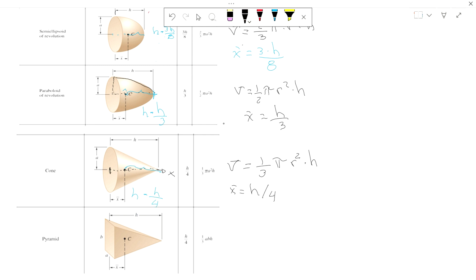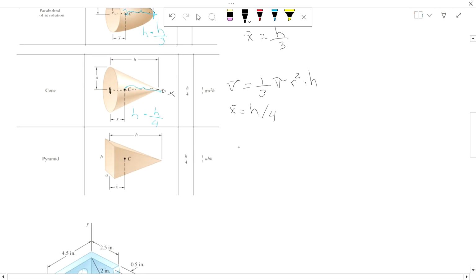Okay, we have one more, which is the pyramid. The pyramid's volume equals 1/3 of A times B times H. And A and B are the base of the rectangular shape. If it's a square, it's just A squared. If it's a rectangular pyramid, it's A times B times H, and times 1/3, otherwise it will be a cube. And the centroid is at h over 4 with respect to the base. Again, with respect to the tip of the pyramid, it will be h minus h over 4. All right, so with that, let's do this example.